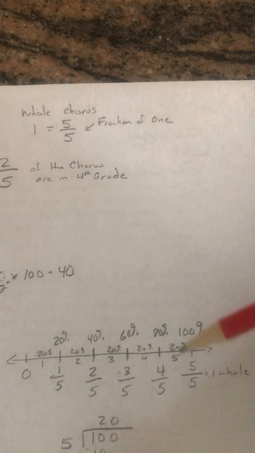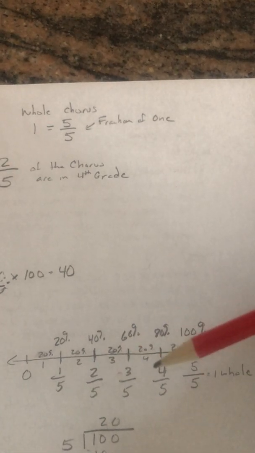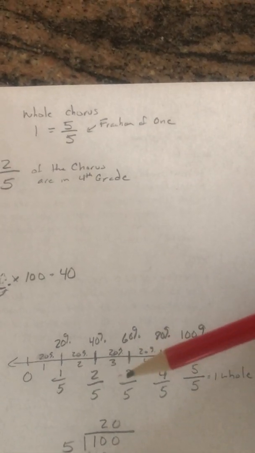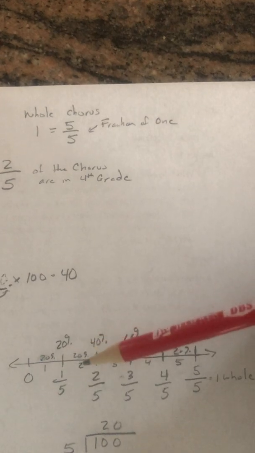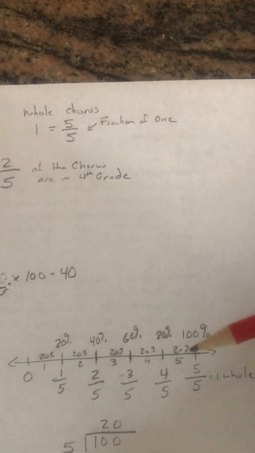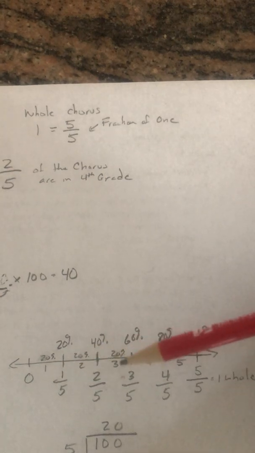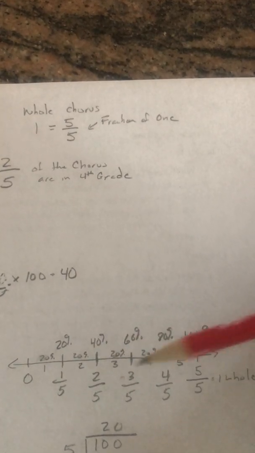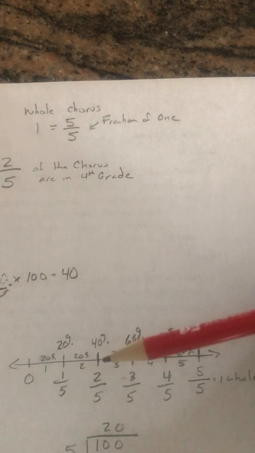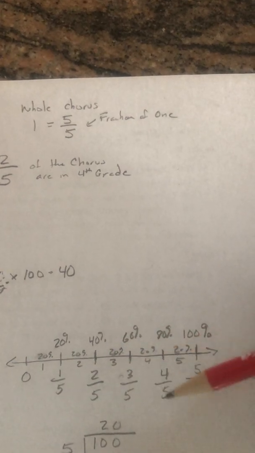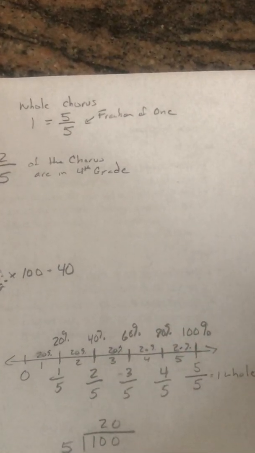Now a lot of kids get confused on this when they're making a number line. When you're making it into fifths, you need 5 spaces between 0 and 1. So you can see here I counted 1, 2, 3, 4, 5 spaces. So the first line is 1/5, 2/5, 3/5, 4/5, and 5/5.